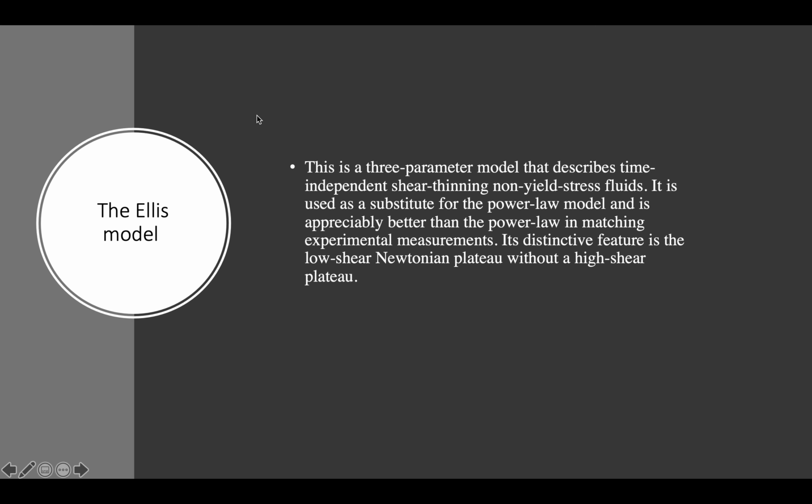And then the last thing is when we can use the Ellis model. It's a 3 parameter model. The power law is a 2 parameter model. This is a 3 parameter model that describes time dependent shear thinning non yield stress fluids. Its most useful role is as a substitute for the power law, and it is appreciably better than the power law in matching experimental measurements. So it can act as a better approximation method when the shear stress is very high. Its distinctive feature is the low shear Newtonian plateau without a higher shear plateau.